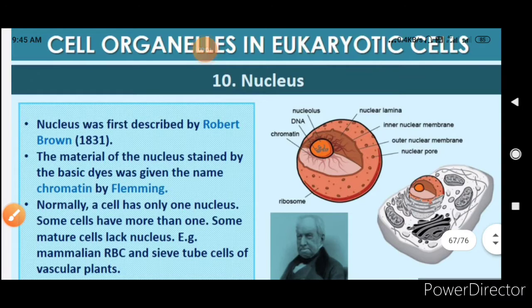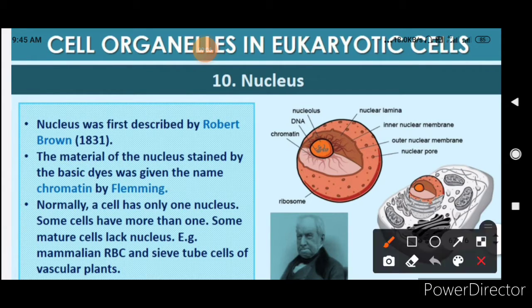Now we come to the nucleus. Okay. Now nucleus was first described by Robert Brown. Okay. So the description of the nucleus was given by Robert Brown in 1831. The material of the nucleus stained by the basic dyes was given the name chromatin by Fleming.